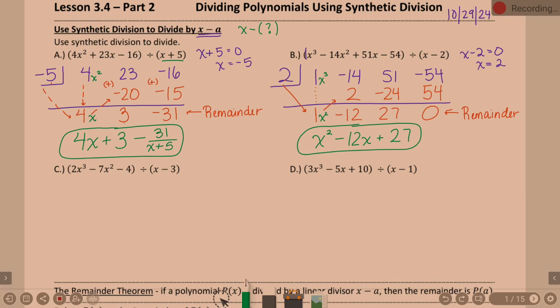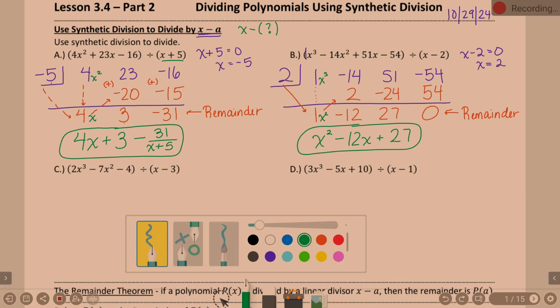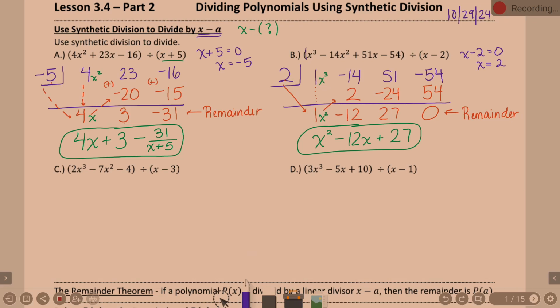Okay, ready for the next one? Don't get too far ahead of me on the setup here, unless you've already caught the trick. Okay, what goes in the box? What goes in the box? 3. X minus 3 equals 0, if that helps. So opposite sign, 3 goes in the box.